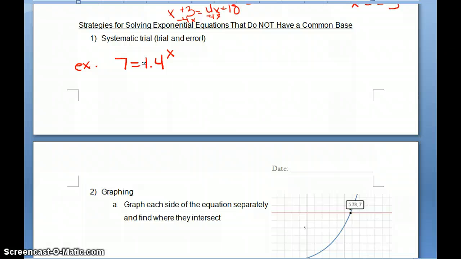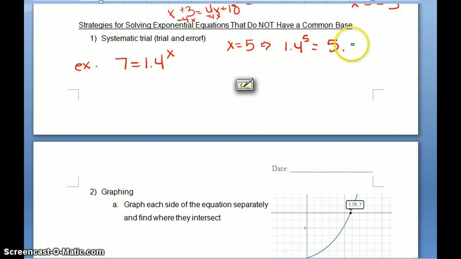So what you're going to do is just try values and see where that goes. For example, let's see what happens when x is equal to, let's say, 5. I don't know what that'll give you, but let's try it out. When we put in 1.4 to the power of 5 into your calculators, you should find that we have 5.378, and that's rounding, of course.